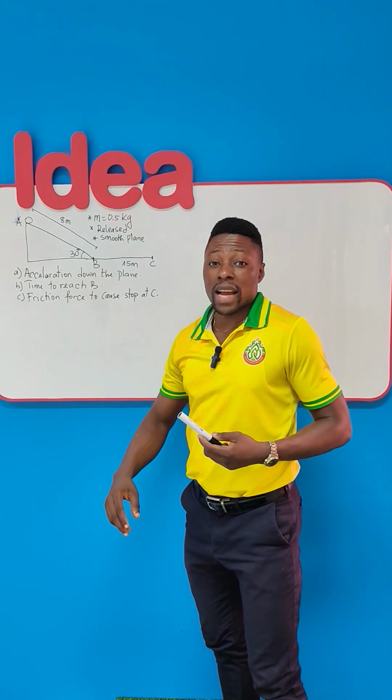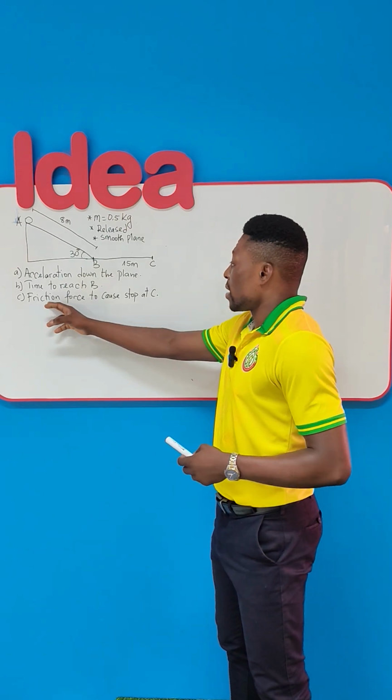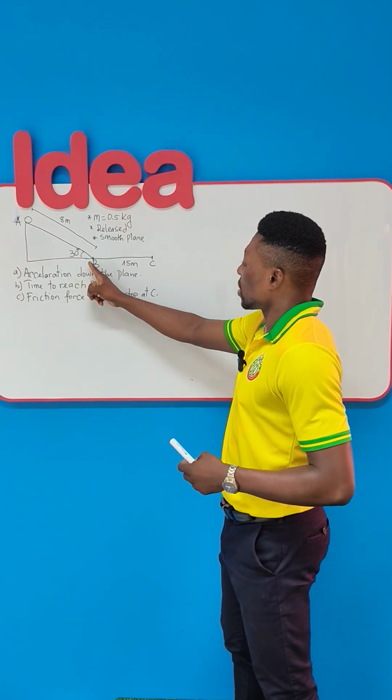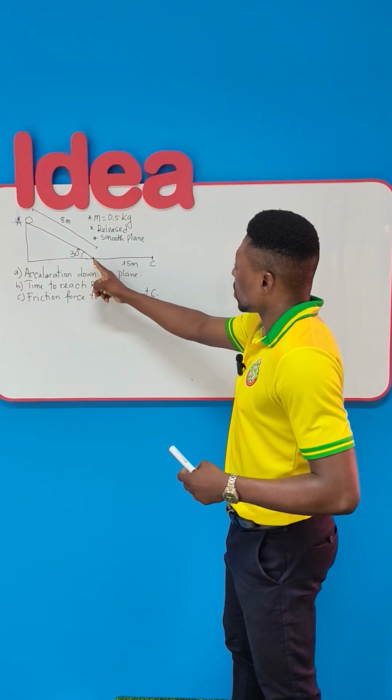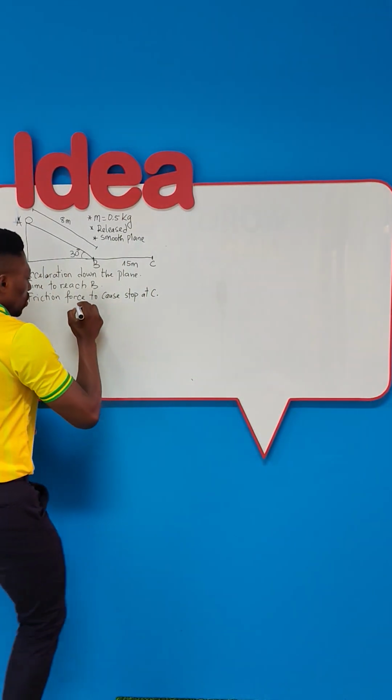Next is to find the time that it takes to reach the base of the inclined plane. And finally, the friction force which is required to bring this object to rest when it gets to point C. Follow me, dear friends. Solution.